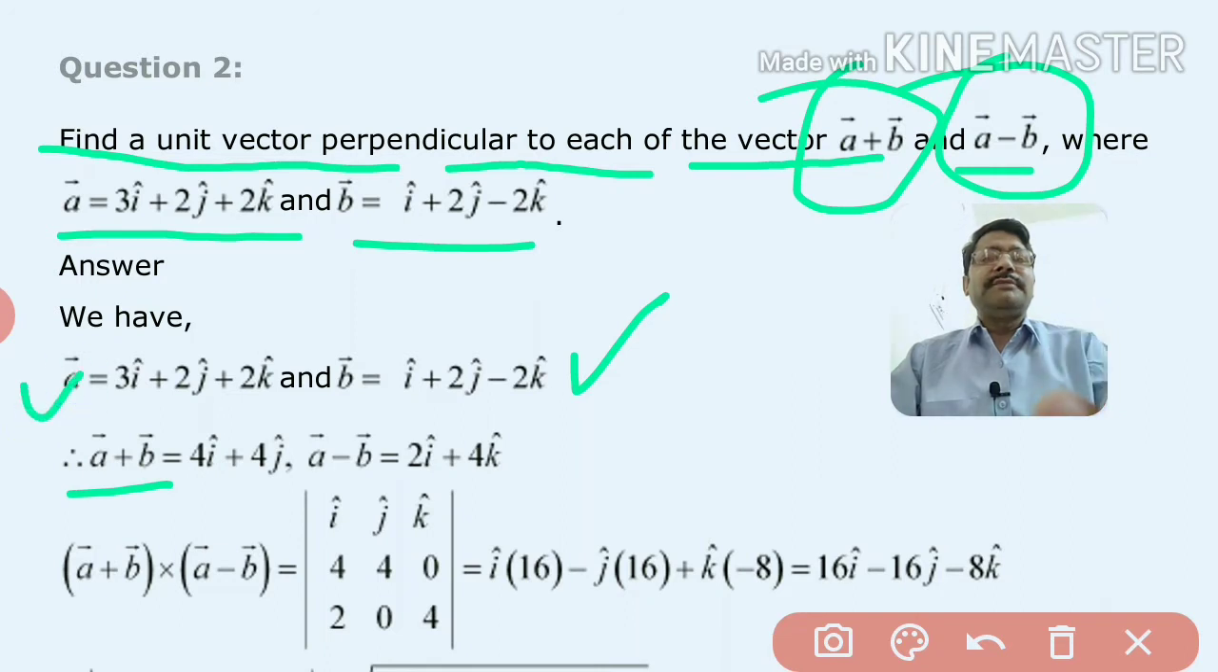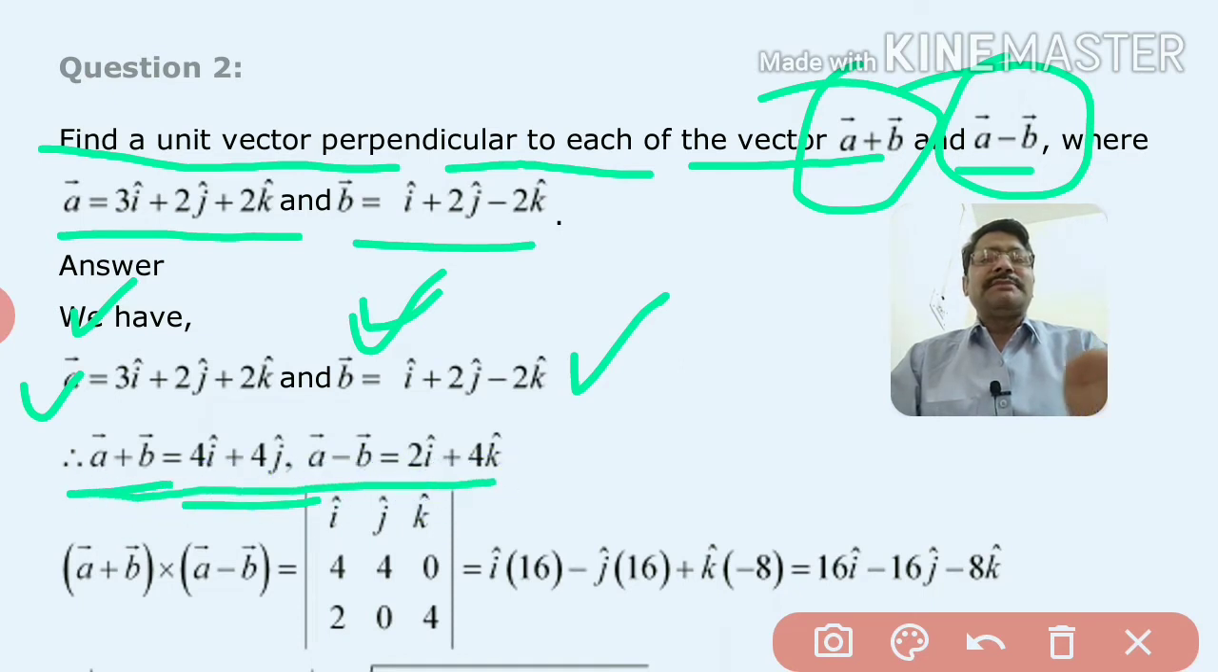So A plus B will be, you will add A and B, that is you will get 4i plus 4j, and similarly you will find A minus B. For that you subtract A and B, and you will get 2i plus 4k.